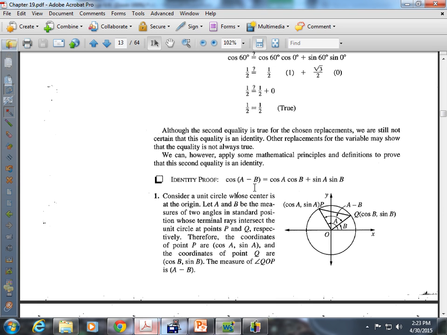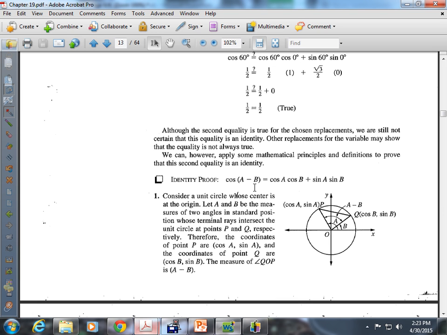So again, out here, we're looking at angle A. What is this coordinate right here? Cosine A, sine A. What is this coordinate right here? Cosine B, sine B. Is everybody all right with that?